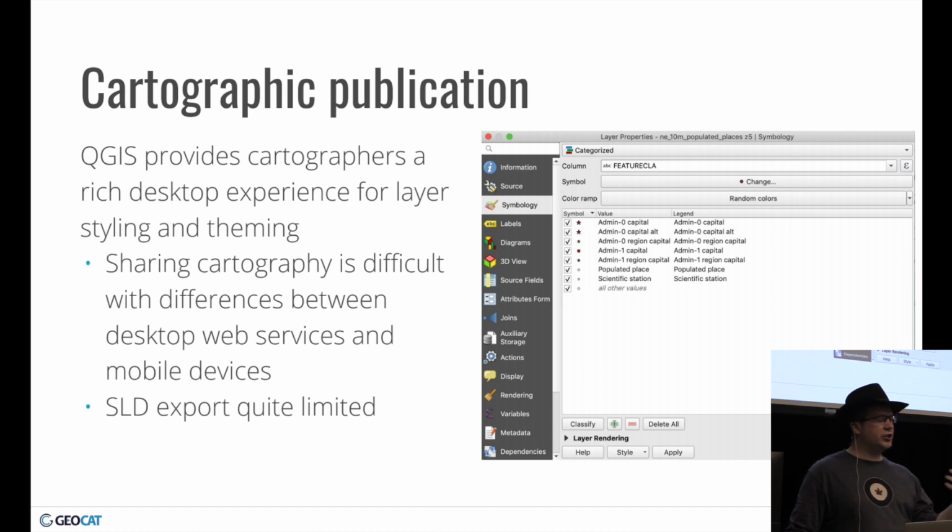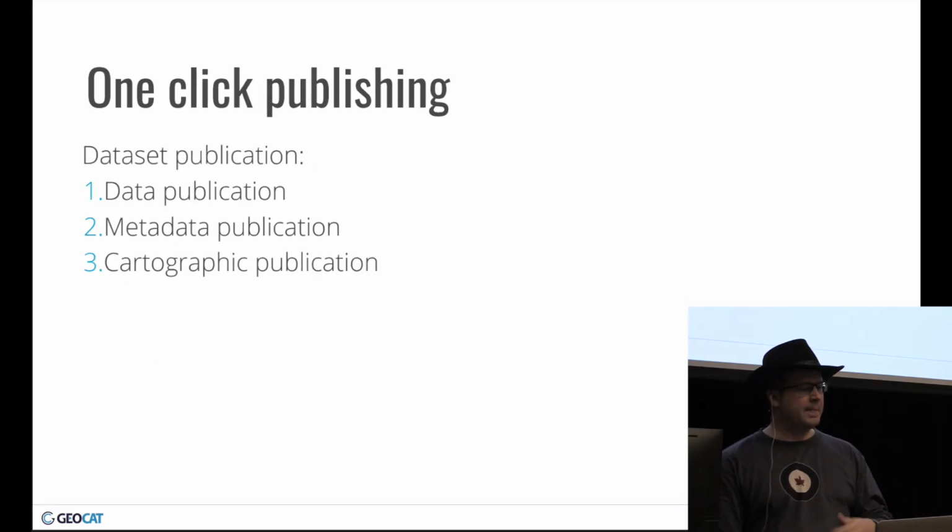And the last one is QGIS offers all kinds of amazing cartographic output options. We saw a lot of them earlier this morning. It's a really rich desktop environment. Sharing that cartography between different desktops and mobile devices can be a real challenge. In particular, the QGIS SLD export is, frankly, terrible. So we'll be looking a little bit at that.